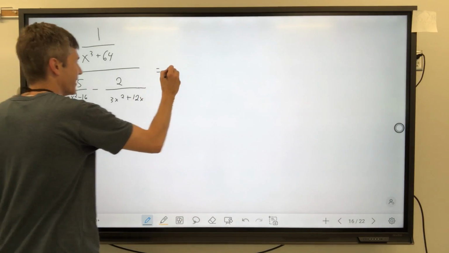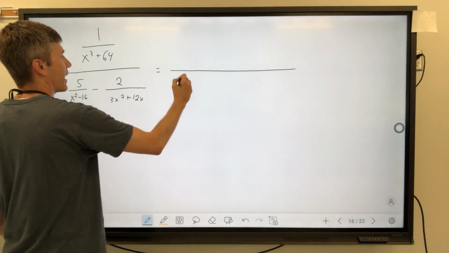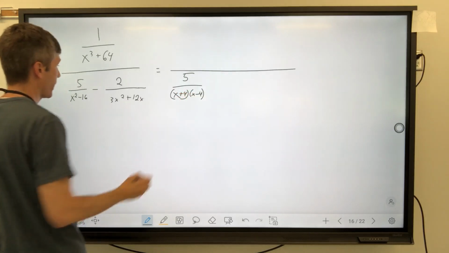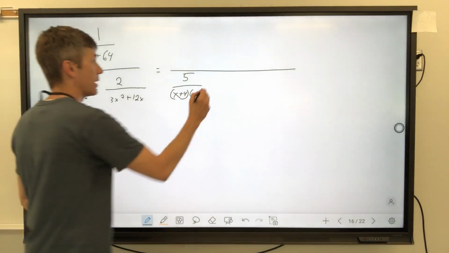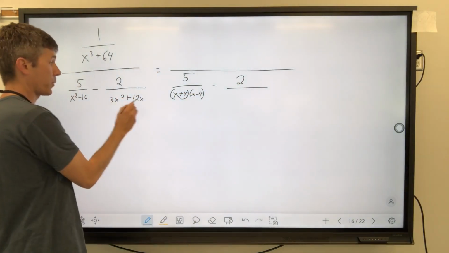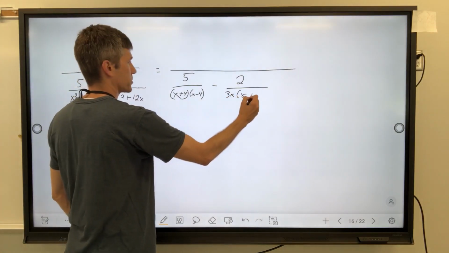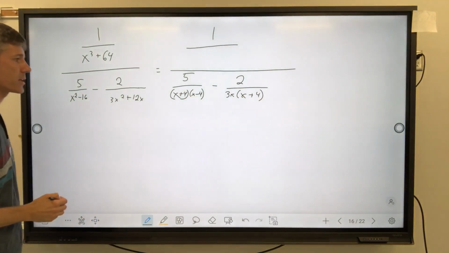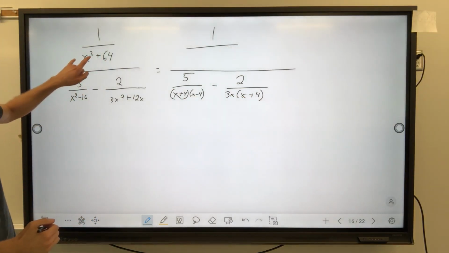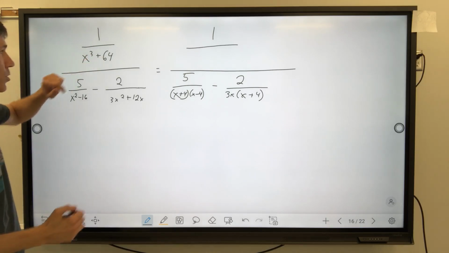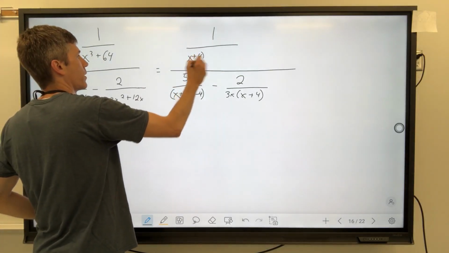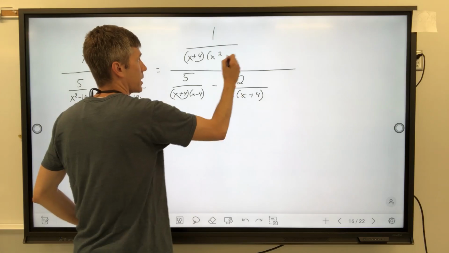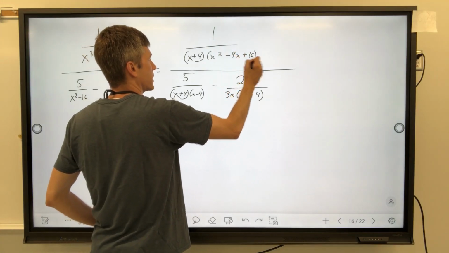Let's try this again. There we go. 5 over x plus 4, x minus 4. We're going to have quite the least common denominator here. Minus 2 over 3x, x plus 4. Okay. And then 1 over, I'm scared. Sum of cubes, that is 4 cubed. So x plus 4, x squared minus, I almost wrote the wrong sign. Let's fix that. Minus 4x plus 16.